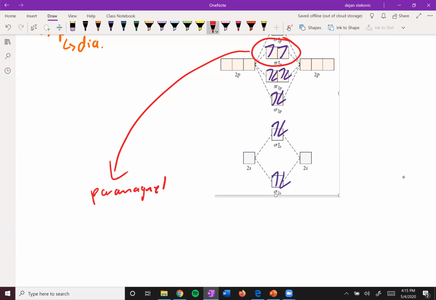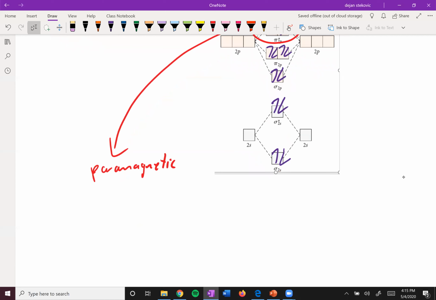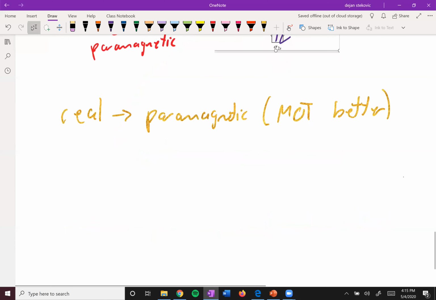So Lewis is predicting diamagnetic, MO theory is predicting paramagnetic. Which one's real? Well, in real life, O2 is indeed paramagnetic. And so in this case, molecular orbital theory is better. And in almost every scenario, molecular orbital theory is better. It's the closest to the truth we can get. It's just that it's a pain to calculate.